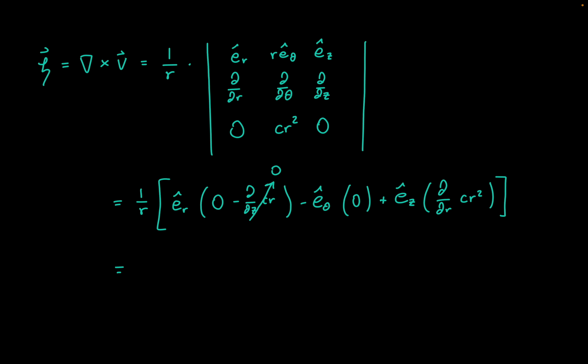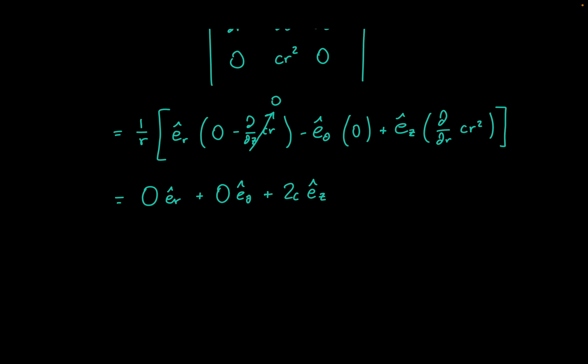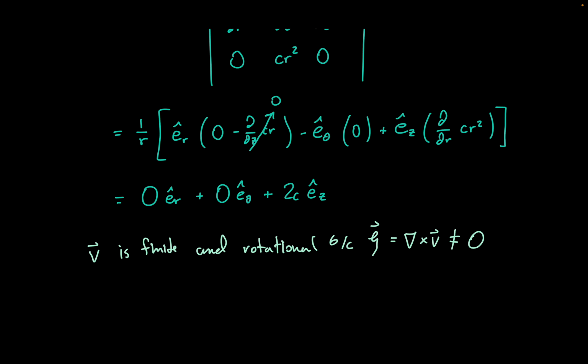So what we'll get from this is 0 er hat plus 0 e theta hat plus 2c ez hat. So in this case, we can see that our velocity vector is finite and it is rotational. And we can say it's rotational because our vorticity, or zeta, is equal to, again, the curl of our velocity vector, which is not equal to 0.